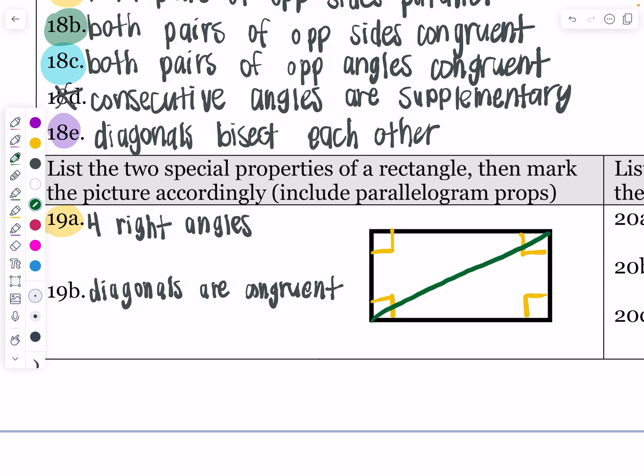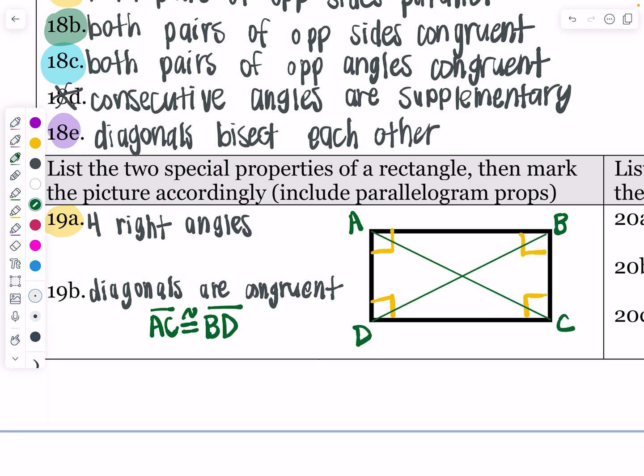So this diagonal is going to be the exact same length as this diagonal. So maybe let's put some letters on this, A, B, C, D. We would know that the diagonals A to C is going to be congruent to B to D. Those are congruent. We also know that because this is a parallelogram, it says include the parallelogram properties. I'm just going to add the additional ones.